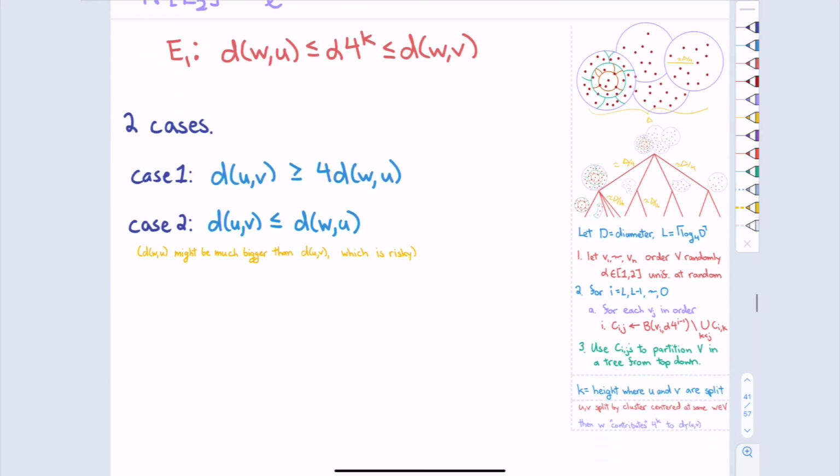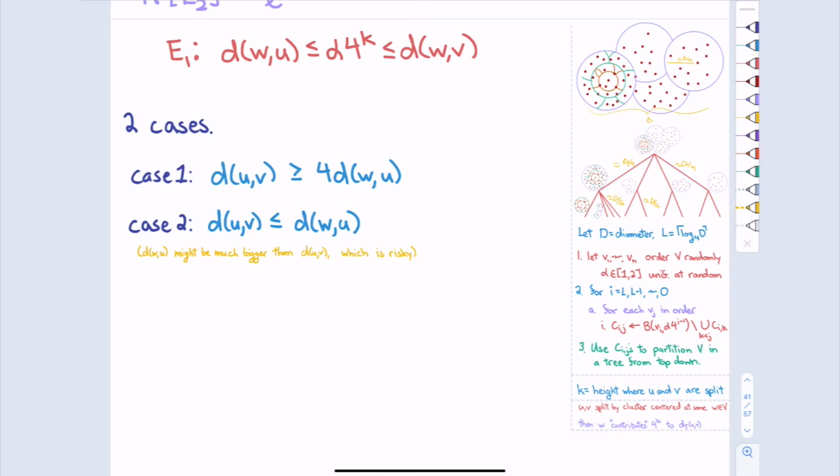Okay, so we're going to really have two cases in our analysis. One case is where the distance between U and V is bigger than the distance from W to U. Think of W being very close to U and smaller than U to V. So if there's a cluster that splits them apart, this distance is not very big compared to the distance between U and V. So it's not really a major issue. That's not a high risk thing. We'll go through the calculations.